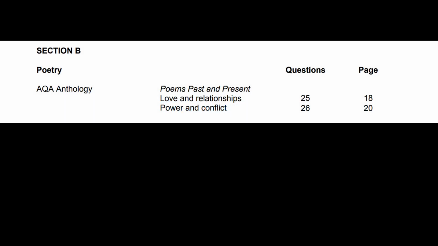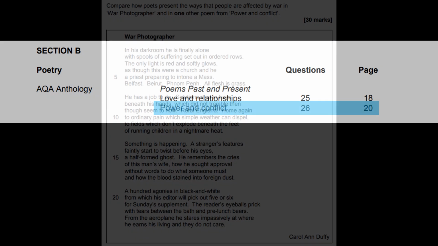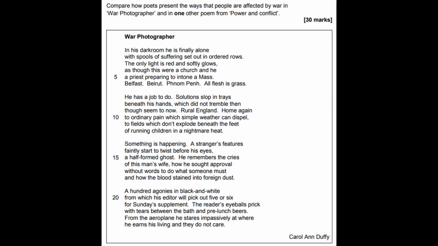For Section B of Paper 2, you'll be answering the question on power and conflict. One of the poems from the cluster will be printed on the page. You will answer the question by referring to the printed poem and comparing it with one other poem from the collection. You will be expected to remember this poem from memory, and you have 45 minutes to write your answer.